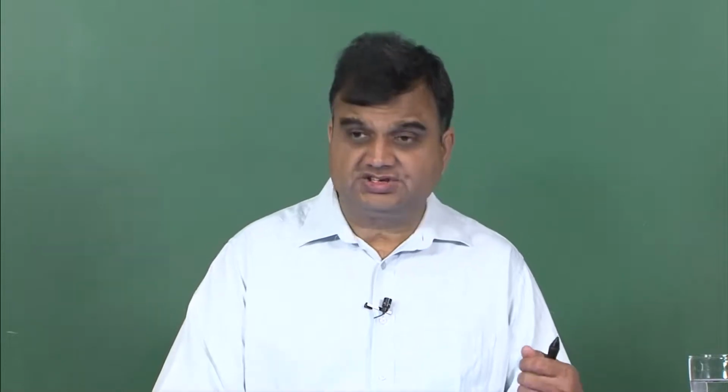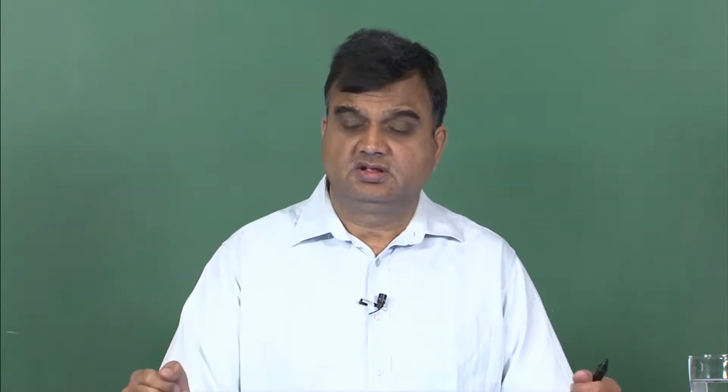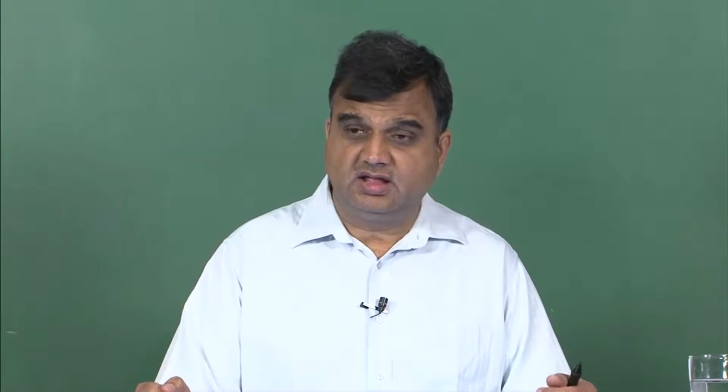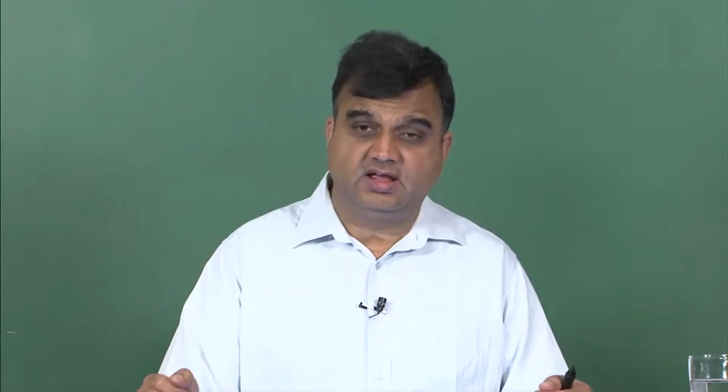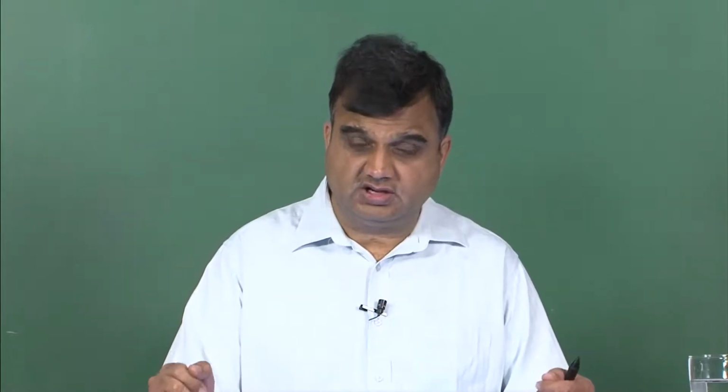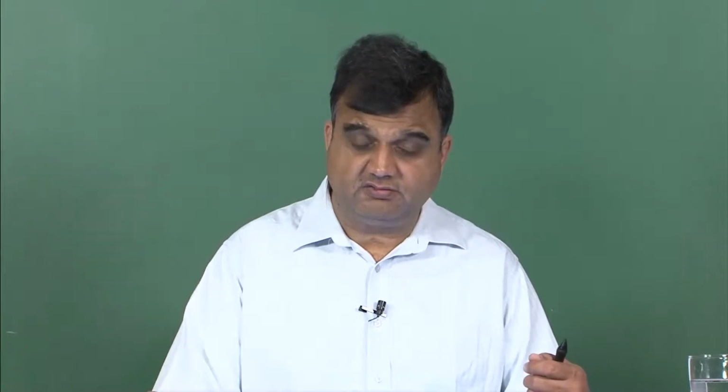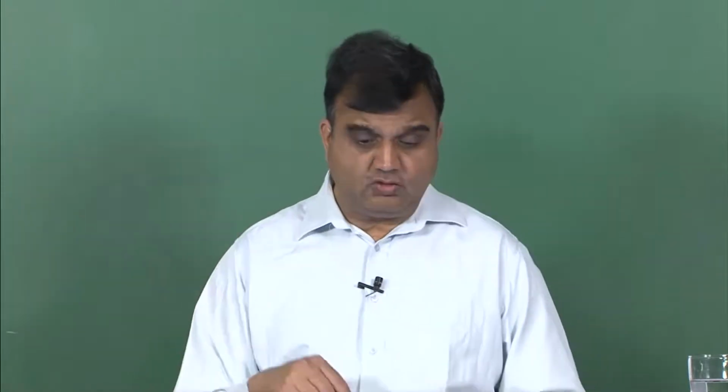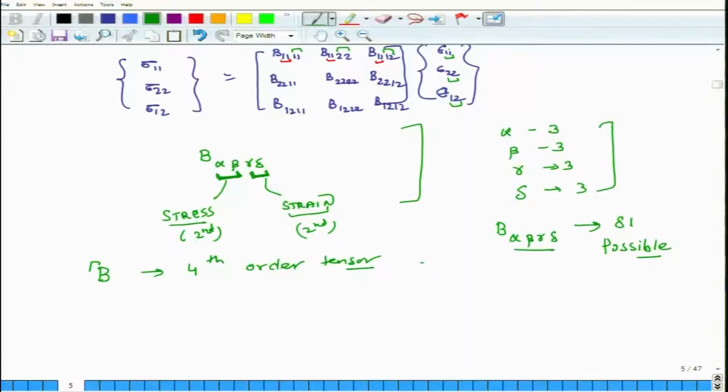And similarly, the strain tensor relates to the direction of the length and the direction of elongation. So, 4 different directions are associated with this B term. So, that is why it is a 4th order tensor.